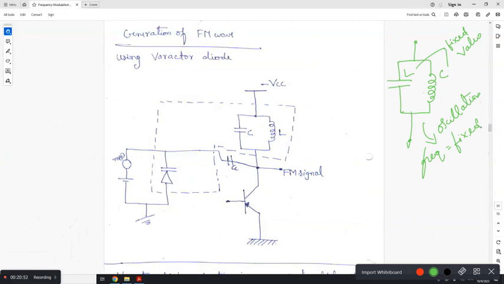Exactly, that's what I wanted. If I make this capacitance value proportional to the message signal, what will happen? Tell me. You will have various oscillations according to the instantaneous value of the message signal. That's what it does. So now I have to make this capacitance value vary according to the input message signal. Have you understood?